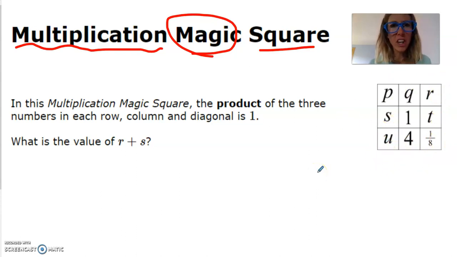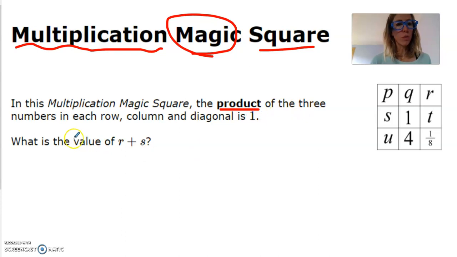In math, we call those variables. We don't know what those are. They stand for some number. But there are some numbers given in it. We have a 1, we have a 4, and we have a fraction, 1/8. Let's see what we have to do in this multiplication magic square.